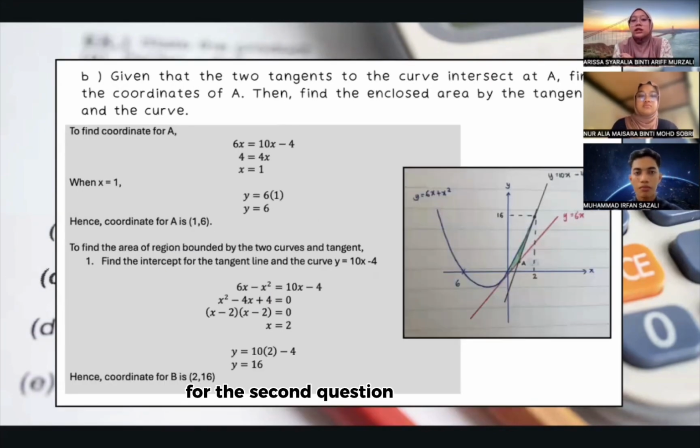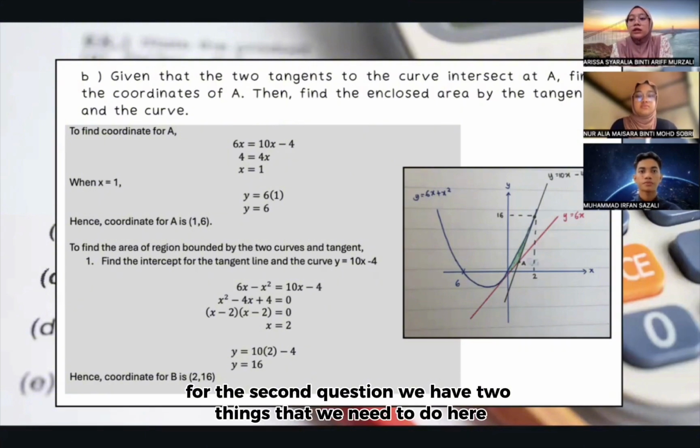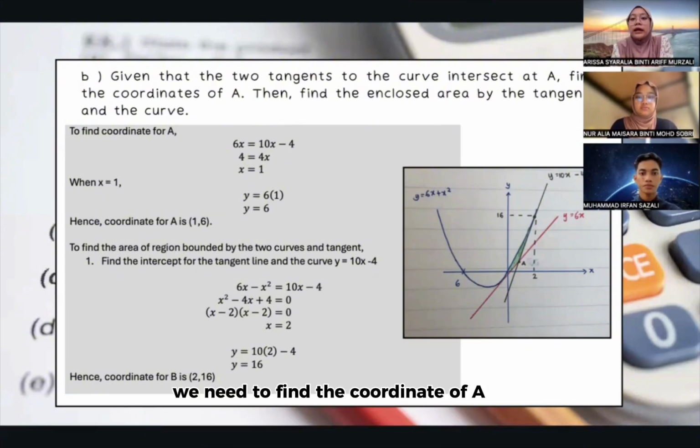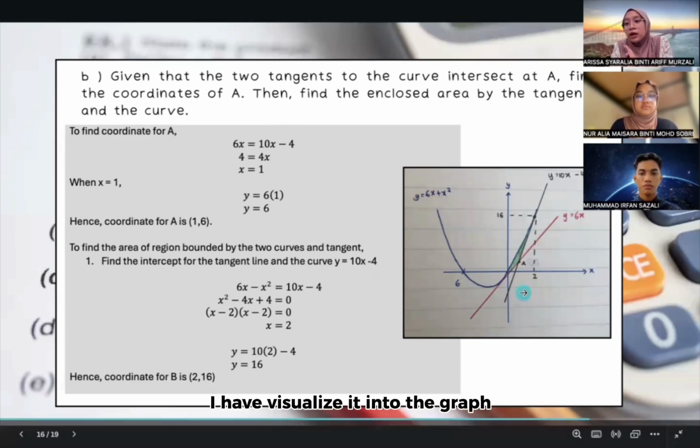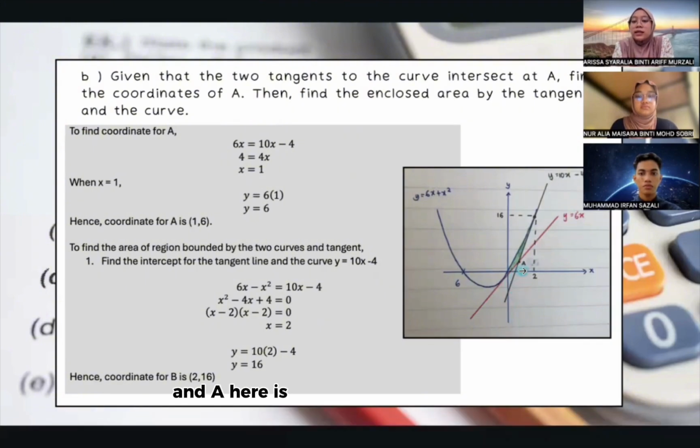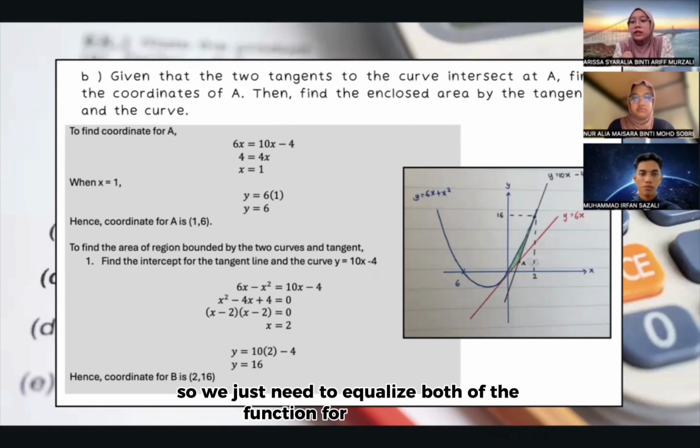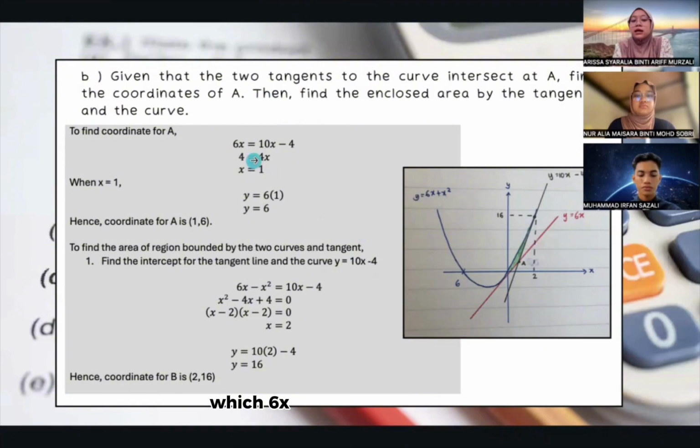For the second question, we have two things that we need to do here. First, we need to find the coordinate of A and then find the enclosed area. To find the coordinate of A, I have visualized it in the graph, and A here is actually the intersection of both tangent lines. So we just need to equalize both of the functions for the tangent lines, which is 6x equals 10x minus 4, and then we get x equals 1, y equals 6. So the coordinate for A is (1, 6).